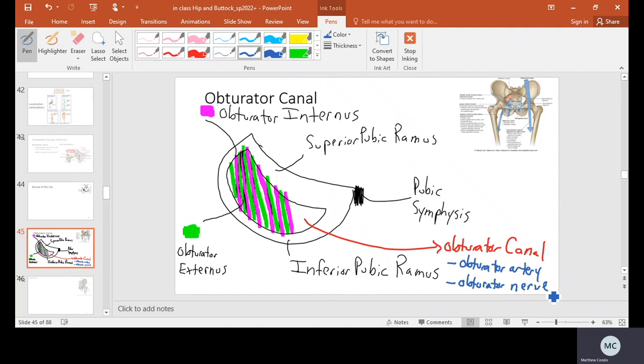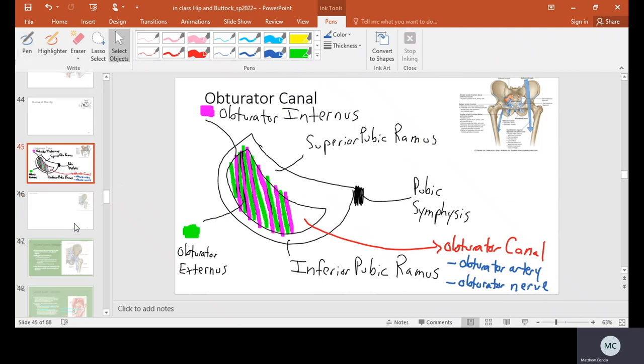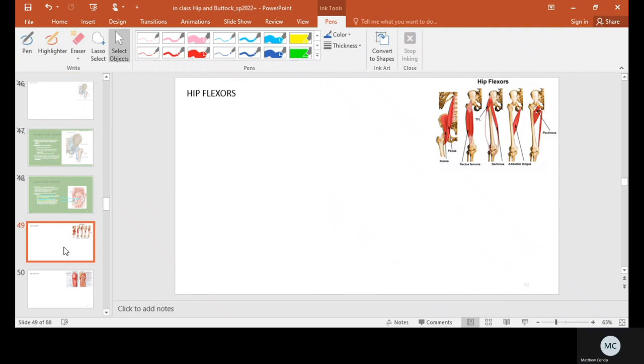Okay. Any questions about the obturator canal? Like I said, pretty darn easy. All right. Here we go. Muscles. We like muscles. So when it comes to my hip flexors, I'm going to have several major hip flexors here, okay?